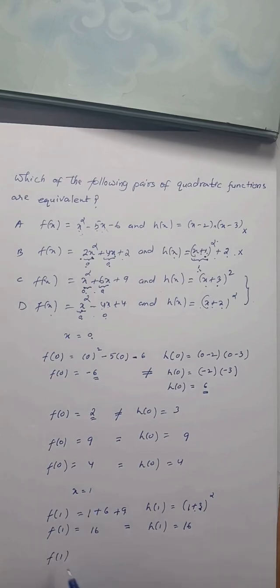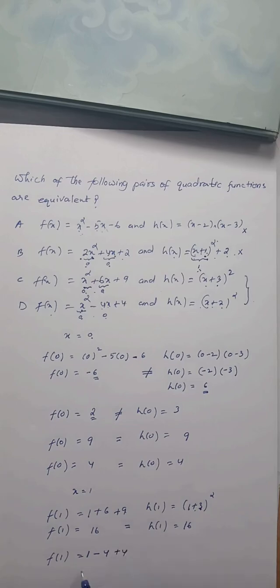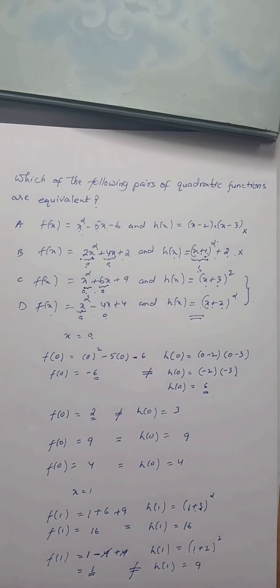So f of 1 will be 1 square is 1, minus 4 times 1 is 4, plus 4, which is going to give you 1 minus 4 plus 4. This negative 4 and positive 4 will get cancelled. Therefore, you'll have 1 here. Now, if I take h of 1 for this, you will get 1 plus 2 whole square. 1 plus 2 is 3. 3 square is 9. Now, you see that these two answers are not same.